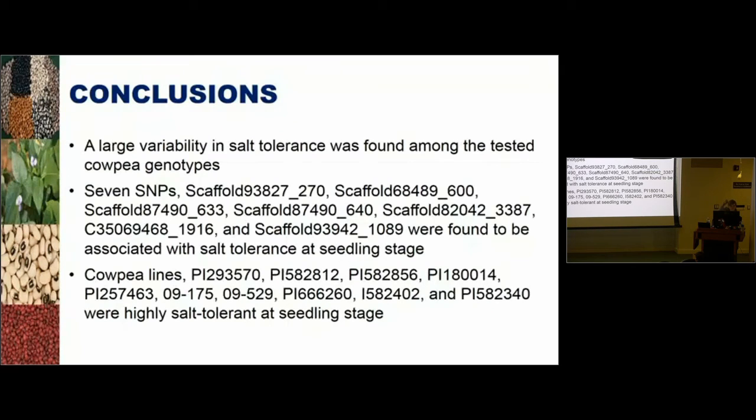Where does this project go from here? What are the next steps? The next step is, as we have a very susceptible line and a very salt tolerant line, we are thinking of crossing those two contrasting parents to do a QTL analysis and to have a more precise location of the genomic region affecting salt tolerance in cowpea.